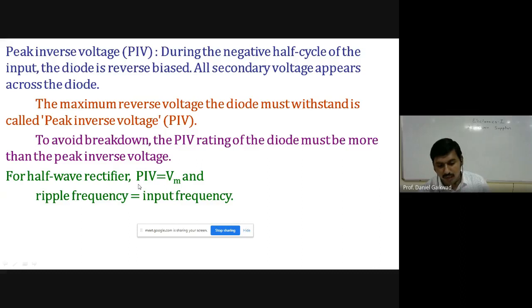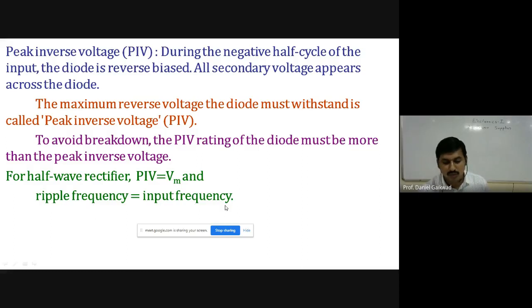Okay, now for the half wave rectifier, PIV is equal to Vm. In case of the half wave rectifier, PIV is nothing but Vm, where Vm is the peak value of the AC voltage. The second one is ripple frequency. Ripple means the voltage goes from 0 to maximum, again 0, 0 to maximum, again 0. That is called ripple, and the ripple frequency is equal to the input frequency. Suppose we have AC mains having a frequency of 50 hertz. That 50 hertz is the same as the ripple frequency.